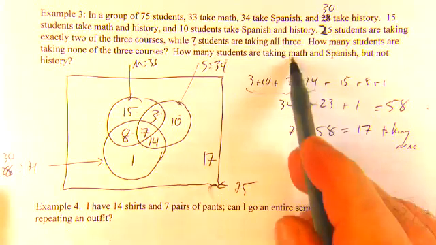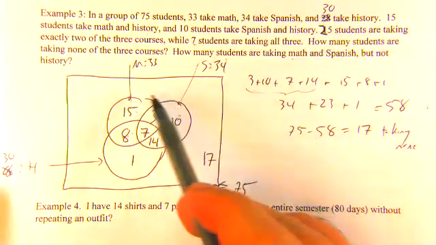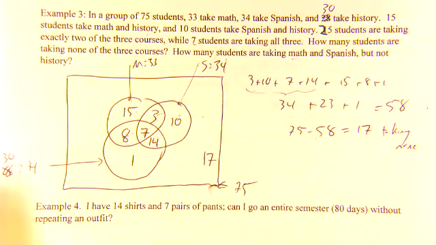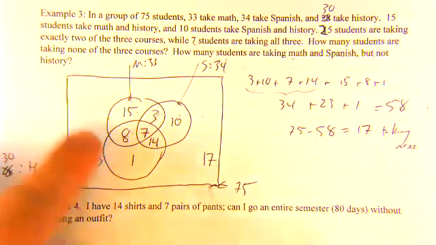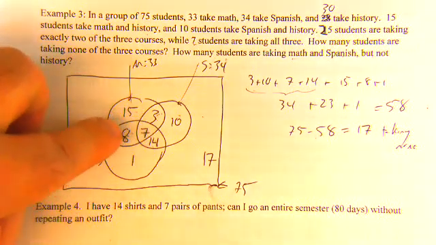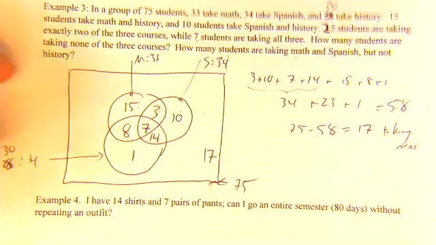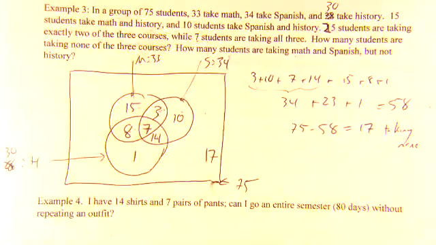How many students are taking math and Spanish but not history? Math and Spanish but not history? 3. Okay. Be careful about language when doing these kinds of Venn diagram problems. Which area goes with which statement? Don't put in the numbers until you've actually figured out how they get broken up in the Venn diagram.